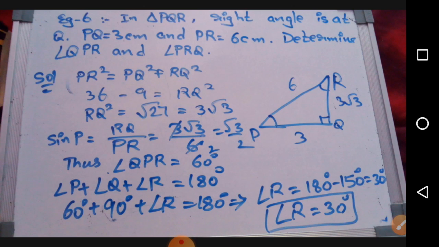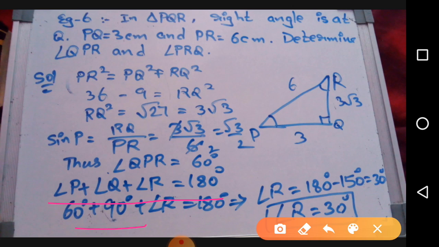and root 3 by 2 is nothing but, if you refer to the table, you will find root 3 by 2 is the value of sine 60. Thus QPR equals to 60 degree, and you can proceed with the same method to find the other angle, or else you can proceed with the property of a triangle, that is sum of three angles is equals to 180 degree. Already we know two angles, so if you subtract from 180 degree, you'll get 30 degree as answer, or even you can proceed with sine R equals to 3 by 6, that is 1 by 2, and 1 by 2 is nothing but 30 degree. So you can follow either of the methodologies, whichever suits.